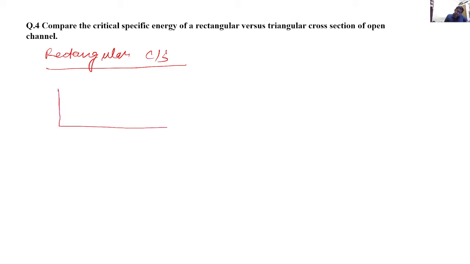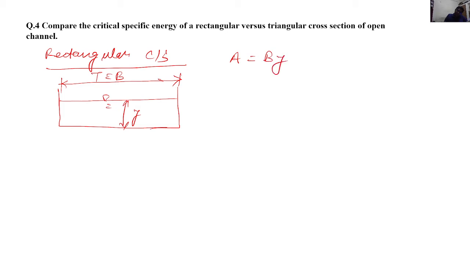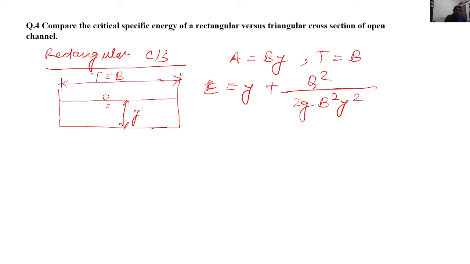So let us suppose this is a rectangular cross section. The flow depth is y. The top width of it is t, which is nothing but the width b of the rectangular cross section. So the area of the cross section can be written as b times y, which is very straightforward, and the top width is the width b. So E, the specific energy, happens to be y plus Q square by 2g A square, and A can be written as b times y, so A square will become b square y square.